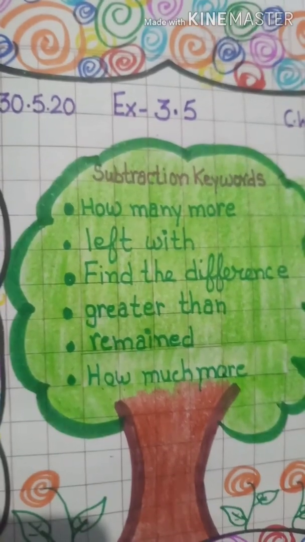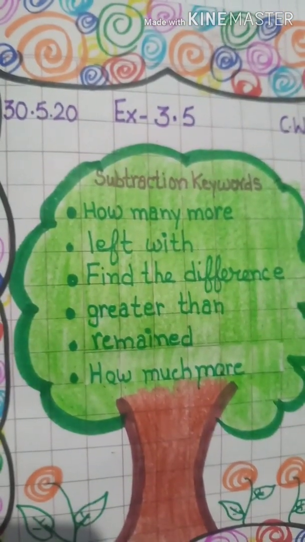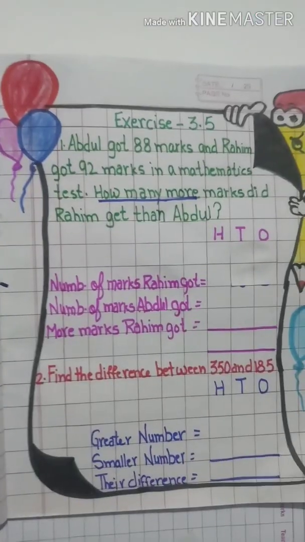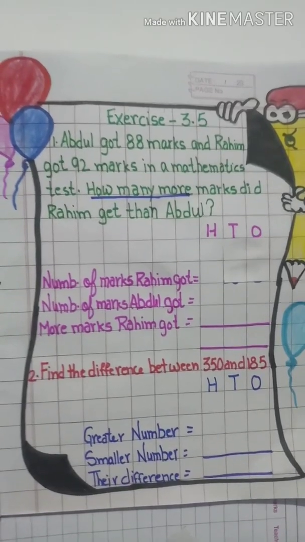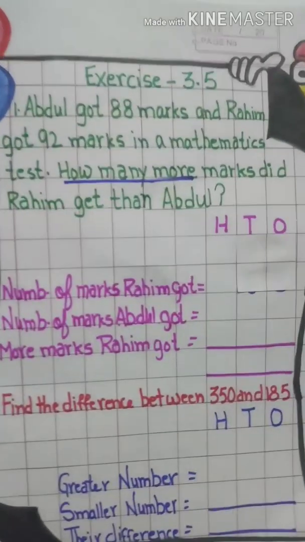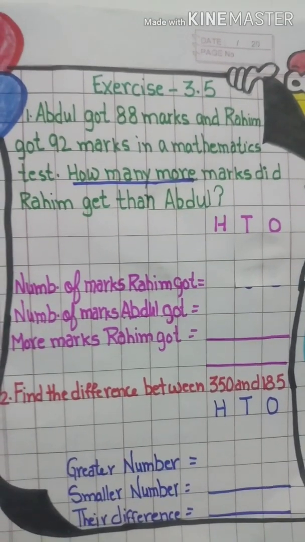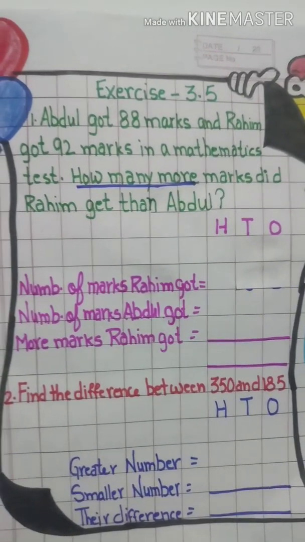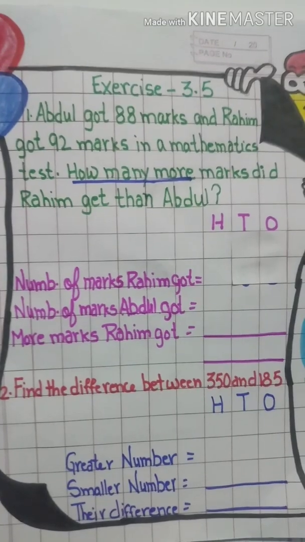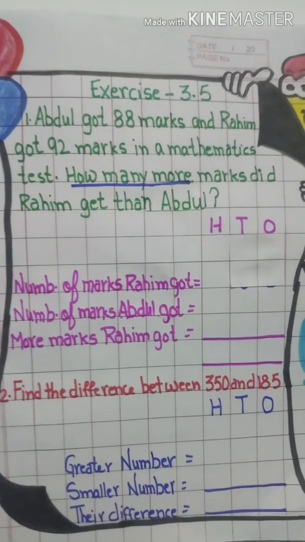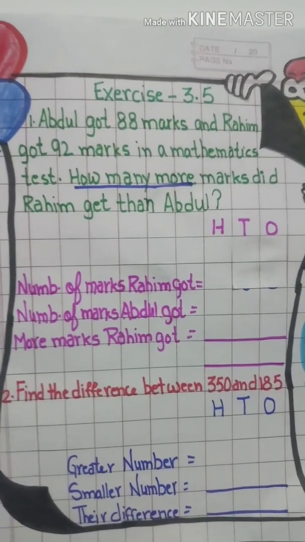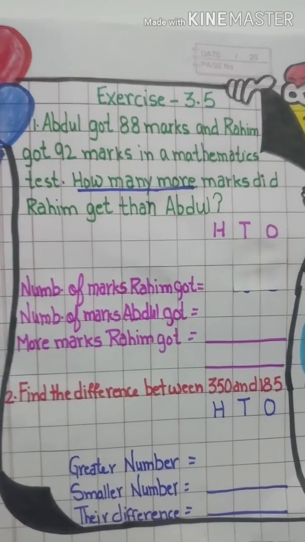Okay. So let's start our exercise. So dear students, here the first question is given to us. Abdul got 88 marks and Rahim got 92 marks in a mathematics test. How many more marks did Rahim get than Abdul?